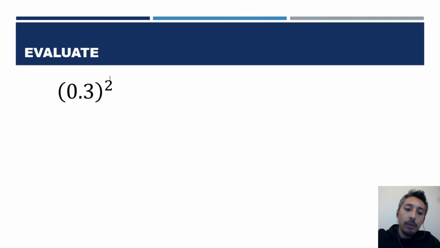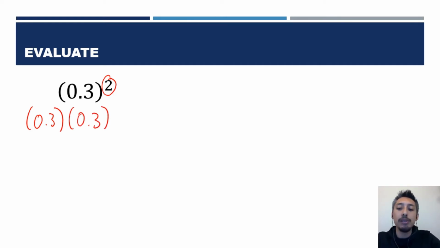Same as before, we know that this exponent, because it's attached to the parentheses, it's asking us to multiply everything inside the parentheses by itself 2 times. This is 0.3 times 0.3. To multiply this out, I'm going to stack them on top of each other. And let's just go ahead and multiply this out.